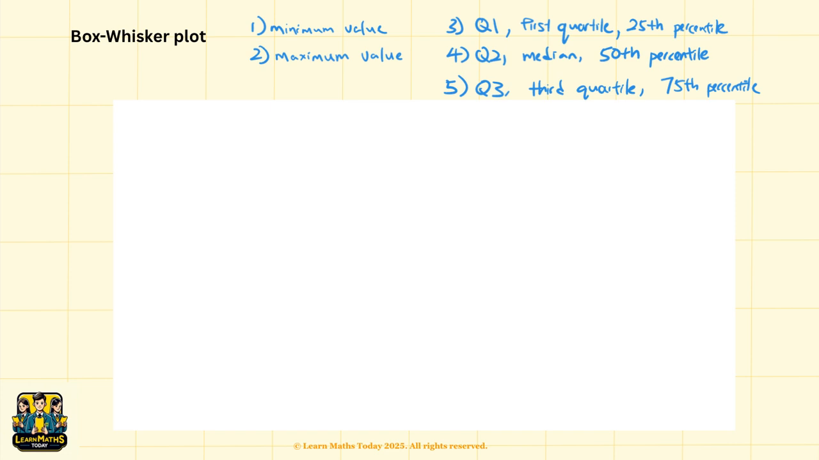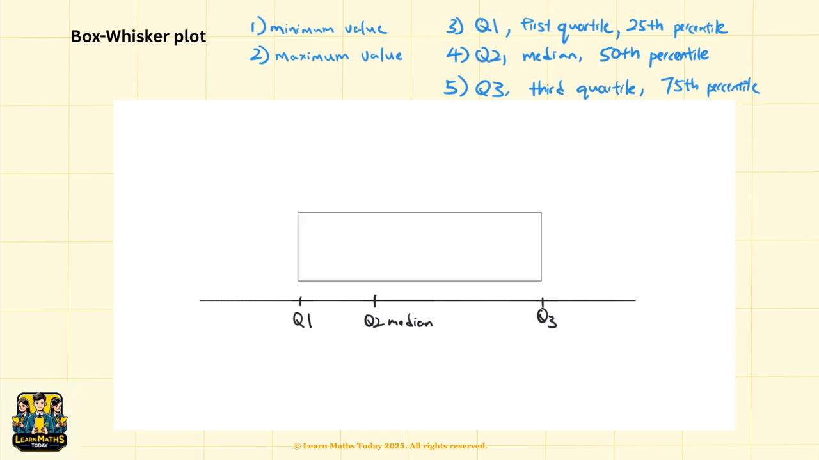First, you draw a horizontal line that covers the entire data range, and then on the line, you will mark your first quartile, second quartile, which is the median, and also the third quartile on the number line. From there, you draw a rectangular box that extends from the first quartile to the third quartile, and the width of the box will represent the interquartile range, which is the same as the third quartile minus the first quartile. And at your median, you will draw a vertical line inside the box.